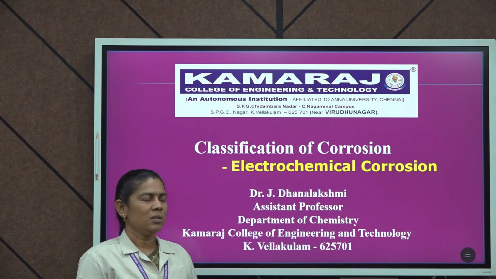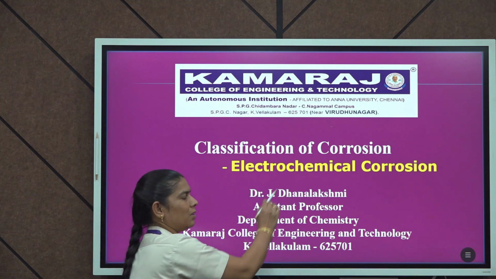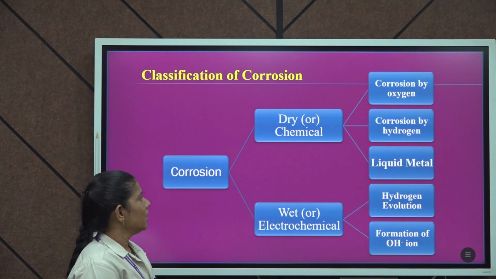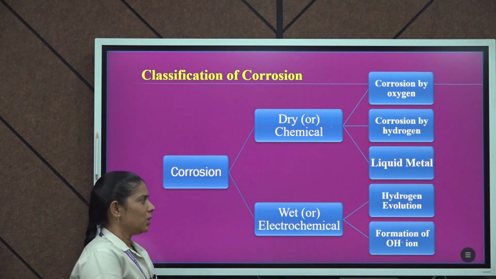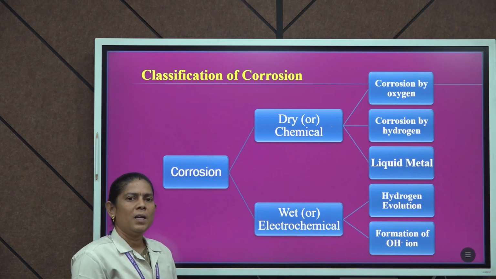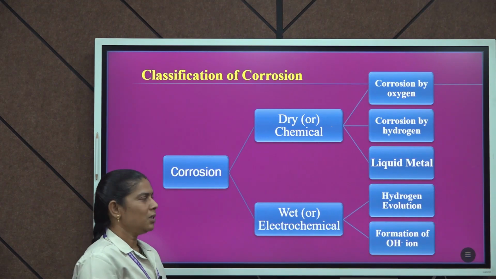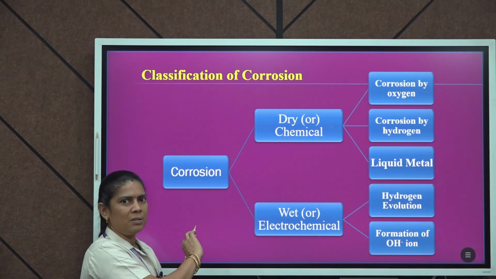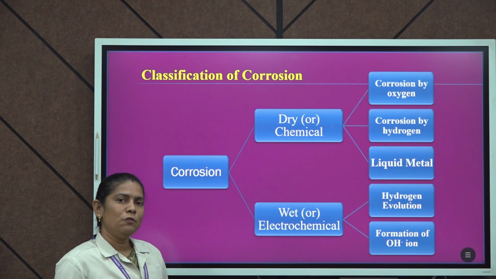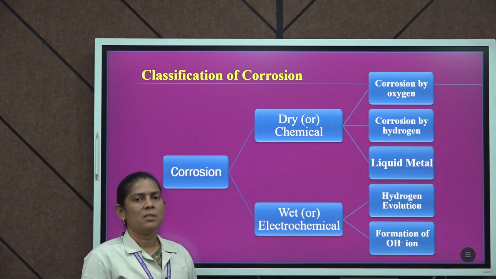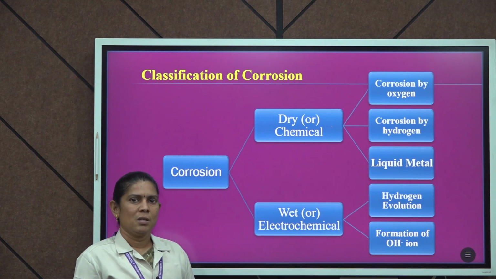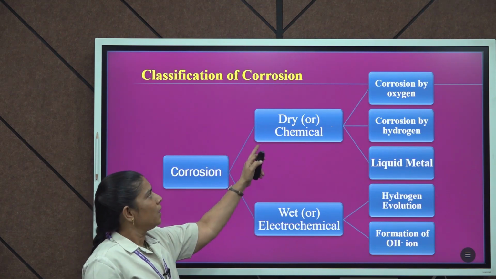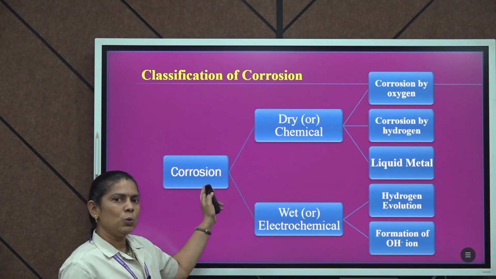In this video lecture, we are going to see about electrochemical corrosion. Before going to discuss electrochemical corrosion, in previous lecture videos we had covered what is corrosion, how corrosion occurs, why corrosion occurs, what are the factors which influence the rate of corrosion, and corrosion control methods, including the first type of corrosion, because corrosion is classified into two types.